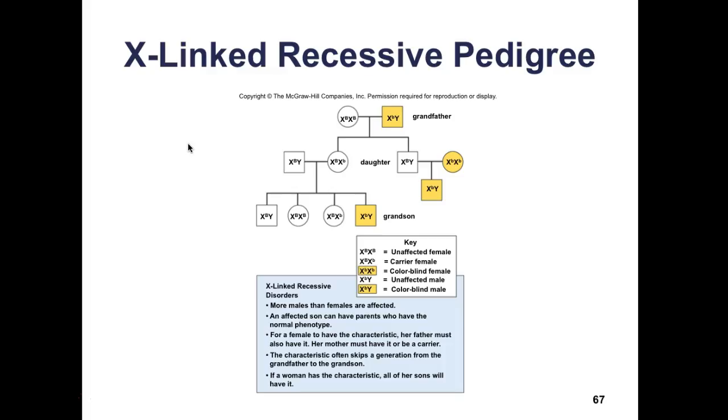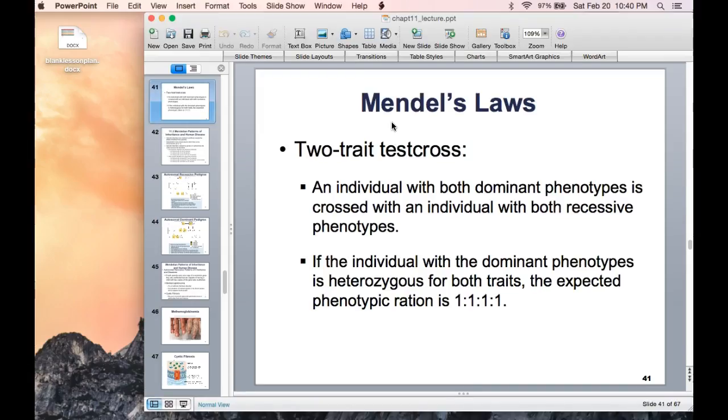X-linked recessive pedigrees. Here you can see it. The grandfather was a carrier. Here we're looking at color blindness. More males than females are affected. An affected son can have parents who have the normal phenotype. For a female to have the characteristic, her father must also have it, and her mother must have it or be a carrier. The characteristic often skips a generation, from grandfather to grandson. If a woman has the characteristic, all of her sons will have it. We did see this with Lorenzo.